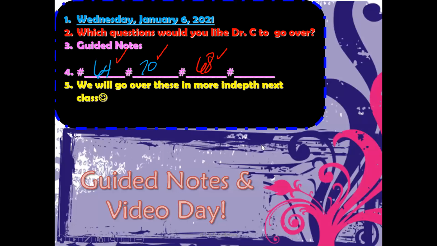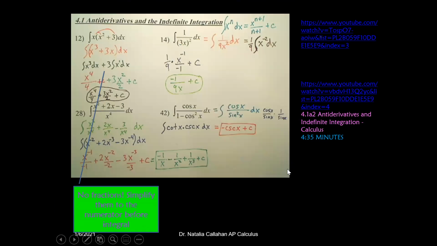Okay, let's get started. First one, you have number 42: cosine x over 1 minus cosine x. Like when we did derivatives with trig functions, you have to rewrite this in order to find the derivative.